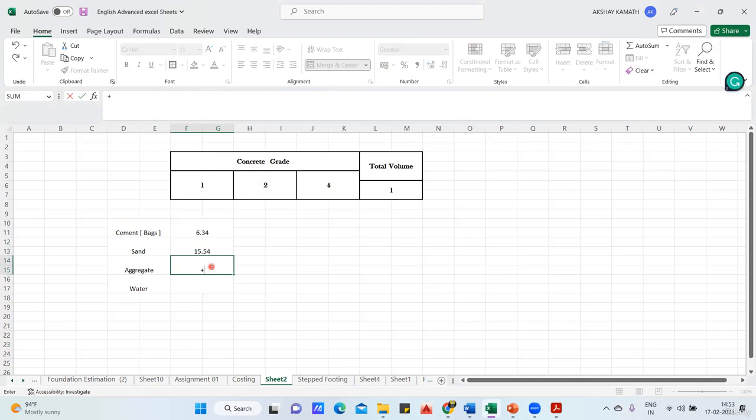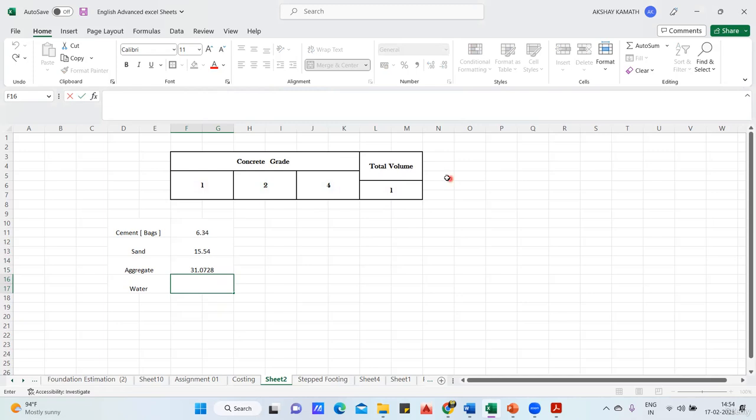Again, for the aggregate, you have to do the same thing. Open the bracket, 1.54 multiply by how much? This time we'll take the aggregate ratio. Again, you multiply by volume. Okay, close the bracket, divide, open the bracket. Then again take cement ratio plus sand plus aggregate, close the bracket, and then you multiply by 35.31. Okay, and close the bracket. Finish. That's it.